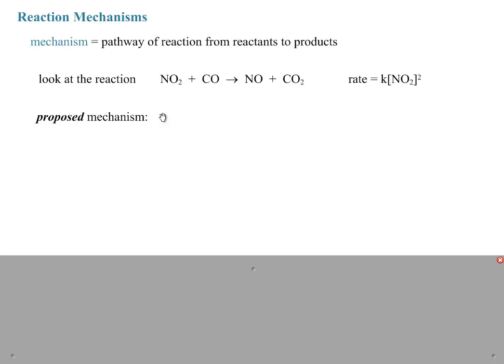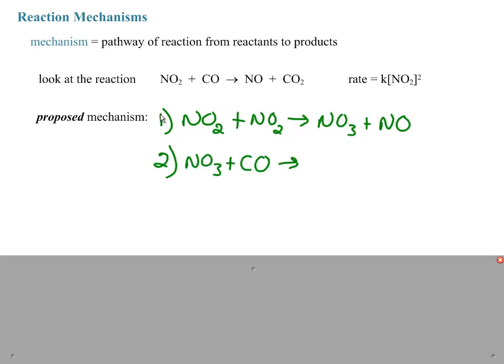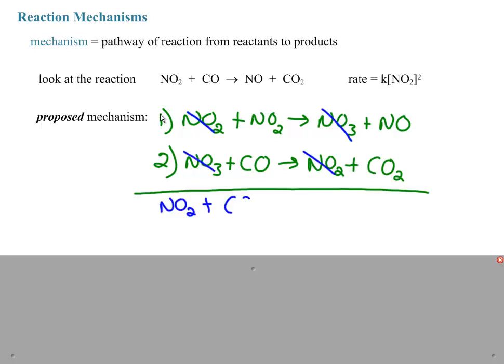Chemists proposed the following mechanism for this particular reaction. First step, NO2 plus NO2 goes to NO3 plus NO. Second step, NO3 plus carbon monoxide goes to NO2 plus CO2. Now if you add these two steps together, you should get the overall reaction. Just like Hess's law, it does work.